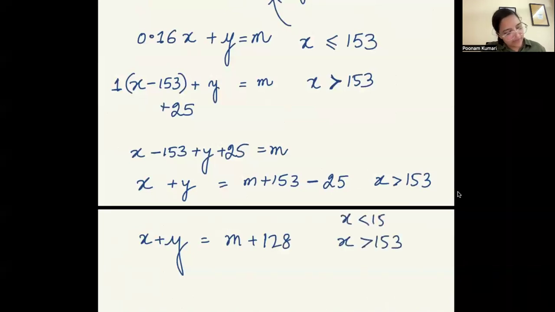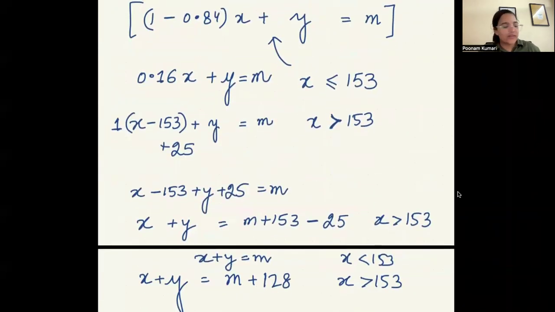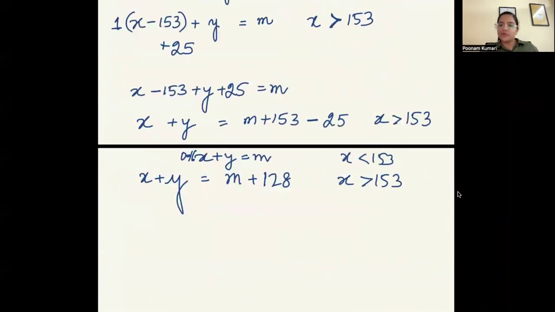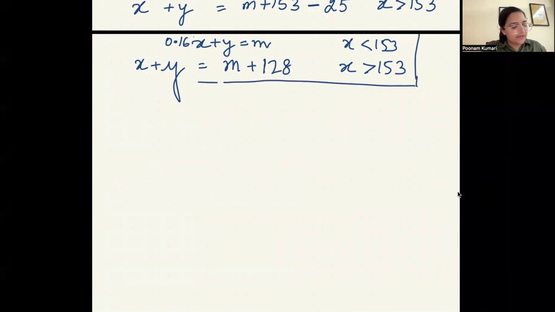And if X is less than 153, what is my constraint? Fine. So far, so good. Okay. Sorry, my bad. It was not X plus Y is equals to M. It was 0.16. Yes. This was the constraint, right? So let's plot it. Okay. So this is a situation when there is a food stamp program. This was my food stamp program.